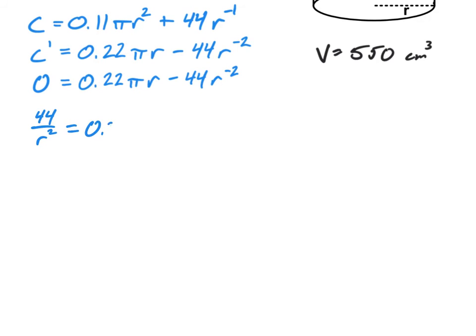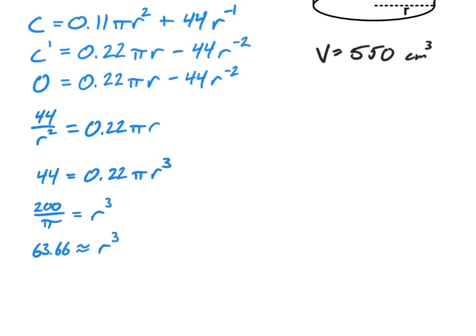And then that still equals the 0.22 pi r. Because I can now get rid of that r squared on the left by multiplying both sides by r squared. And so then I have 0.22 pi r cubed. Now it's a matter of figuring out what r cubed would equal. So I'm going to divide both sides by this 0.22 pi, which equals 200 over pi, or about 63.66. And since I am going to be taking the cube root of both sides in order to solve for r here, I am going to go ahead and use the decimal form. Although if you want to leave it exact with pi in there, that'd be fine. And when I do that cube root, it gives me an answer of about 3.99.